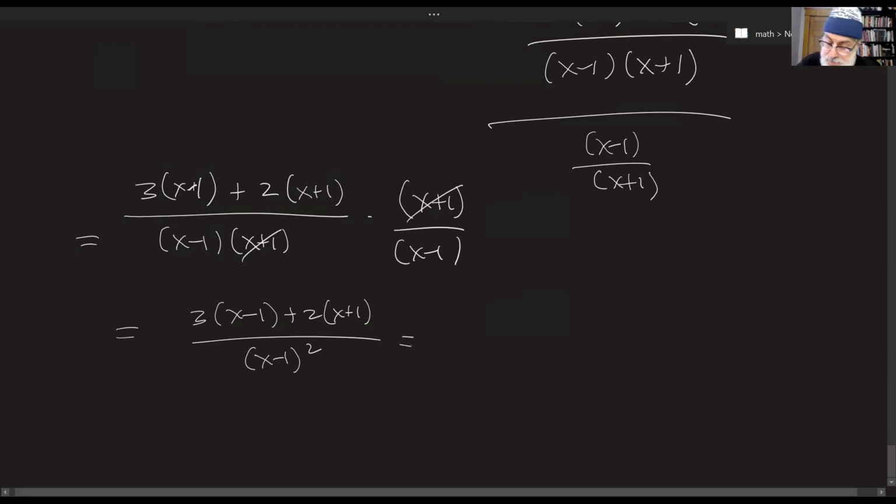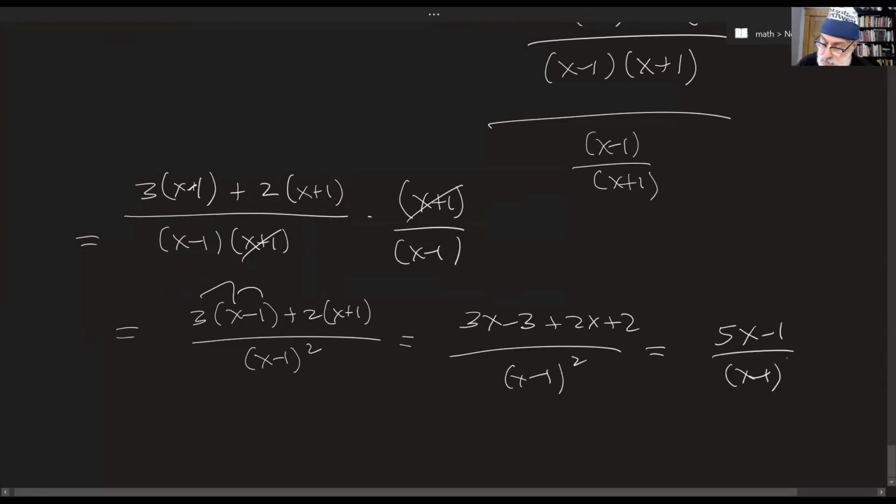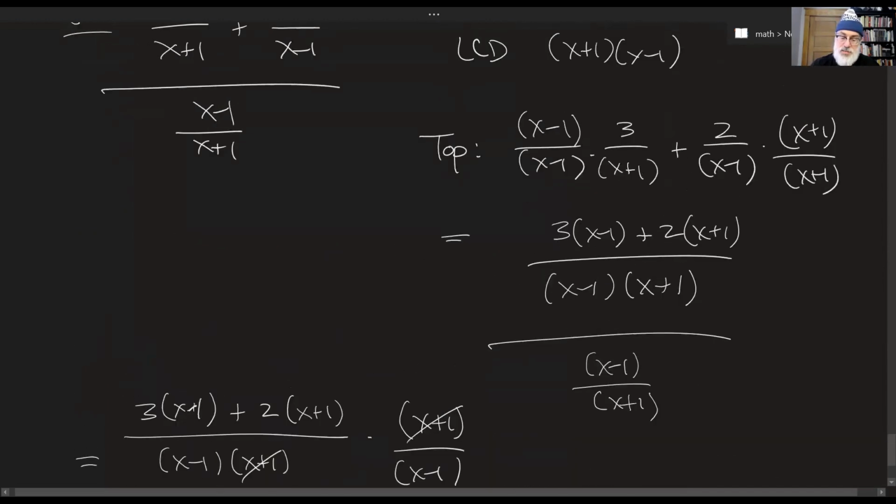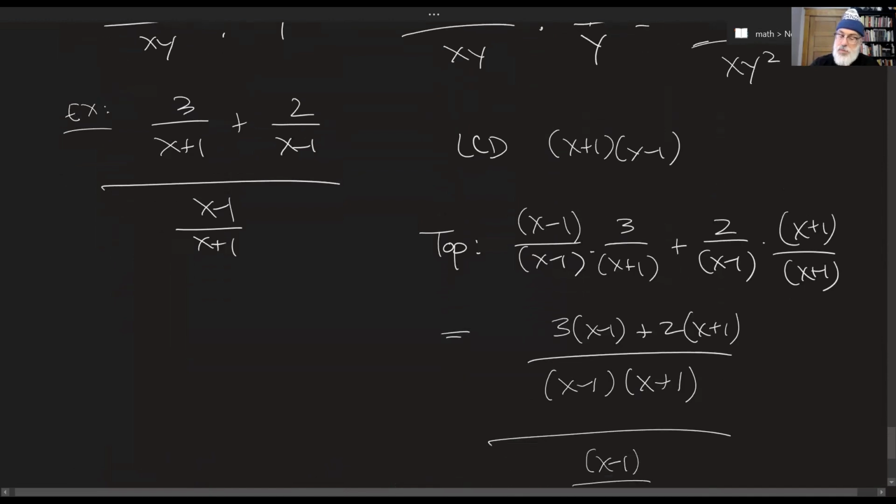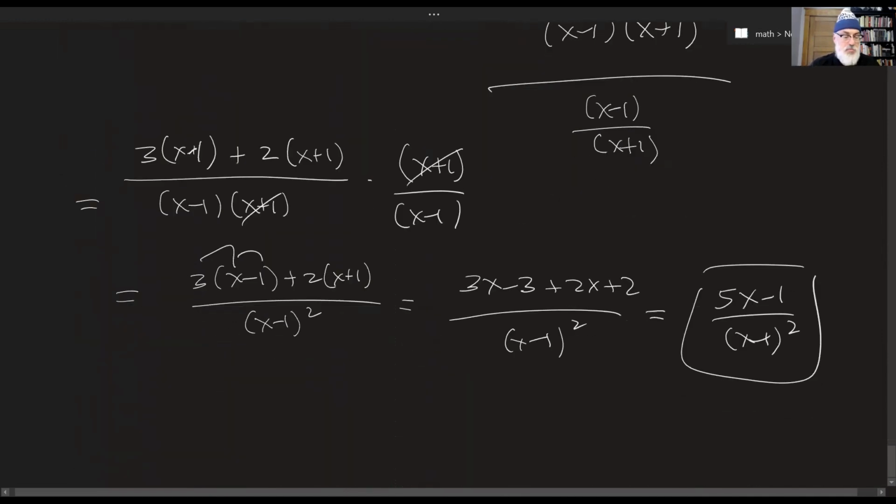So now let's look at the top and see if we can reduce any. So we'll distribute the 3. We get 3x minus 3 plus 2x plus 2 over x minus 1 squared. So that's 5x minus 1 over x minus 1 squared. There is no other simplification here, so that's the final answer. So we took this really nasty looking expression and we made it into something a little more manageable.